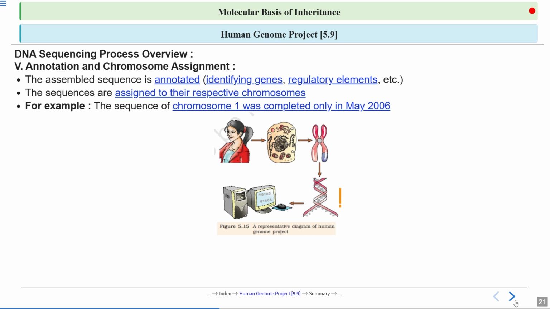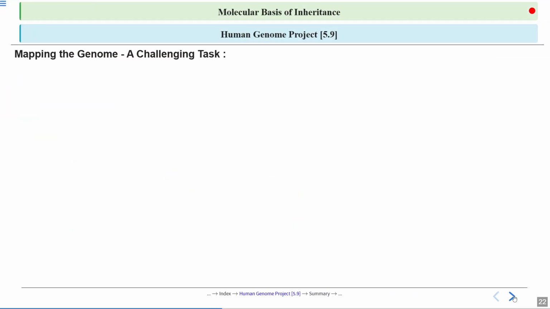So they are saying what, after that assembly process, what they will do is the annotation and chromosome assignment, means the assembled sequence is annotated, means they have identified the genes, regulatory elements, and all, and then the sequence are assigned to their respective chromosome. For example, the chromosome was completed only in May 2006.